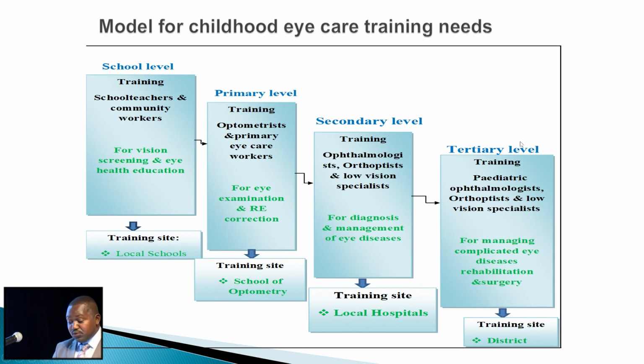At the tertiary level, we need training for pediatric ophthalmologists, orthoptists, and low vision specialists for managing complicated eye disease and rehabilitation. The training site should be at district level.